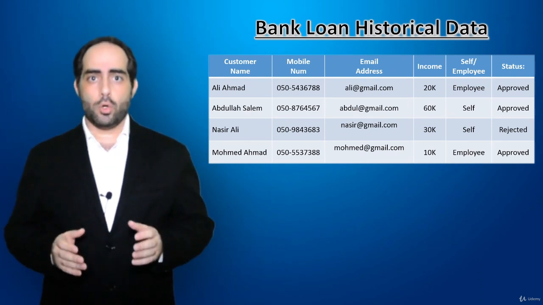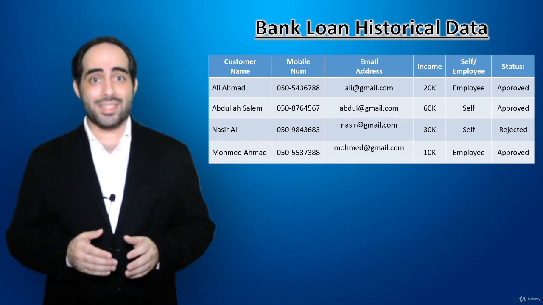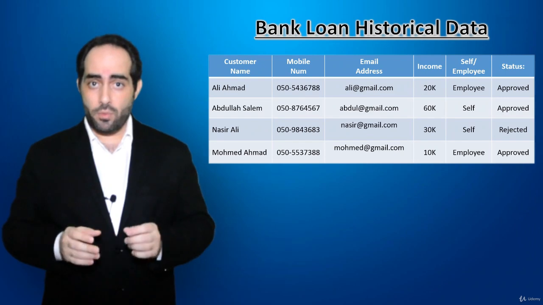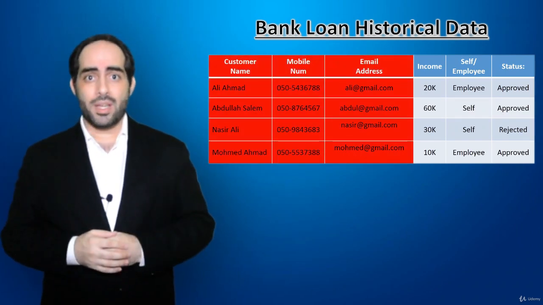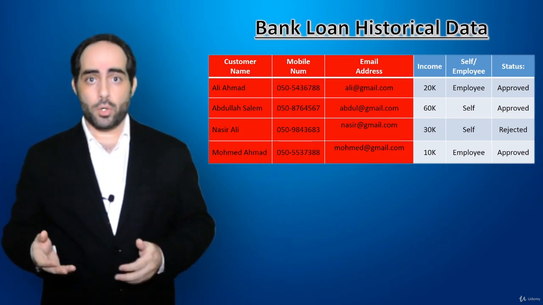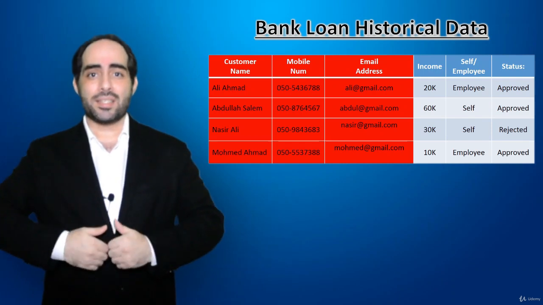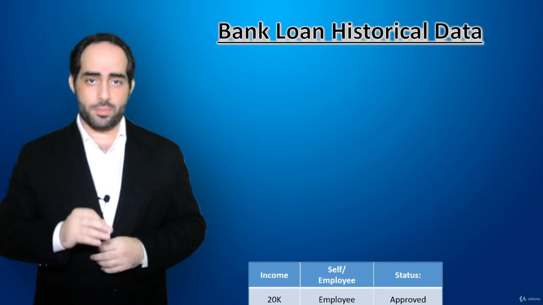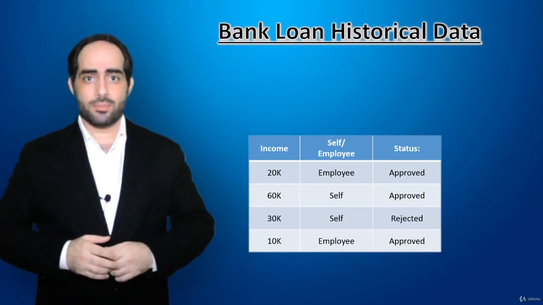Question: do you think all columns are important and valuable to keep, or can we remove some unnecessary columns which are of no use? Yes, we can remove, for example, the mobile number column, email column, and customer name column, as this information is not going to be used to take a decision whether to approve or to reject a certain loan. So in this stage, we remove the unnecessary columns from our data. The remaining columns are three: customer income, whether he is self-employed or an employee, and the status.